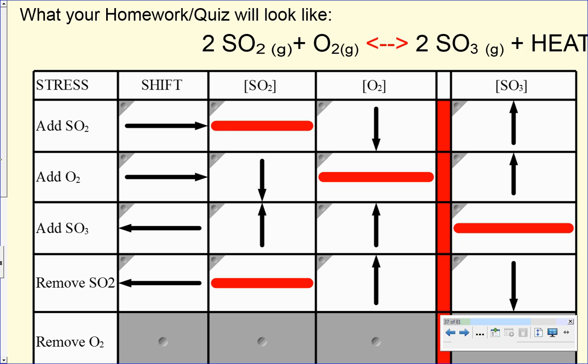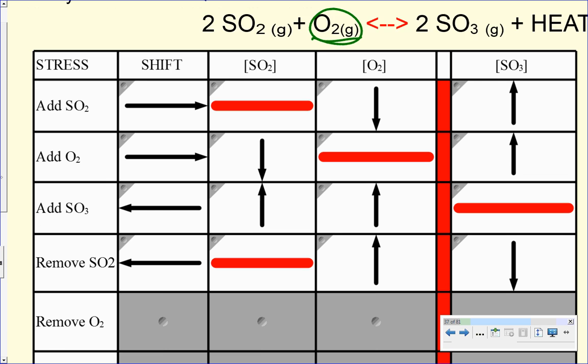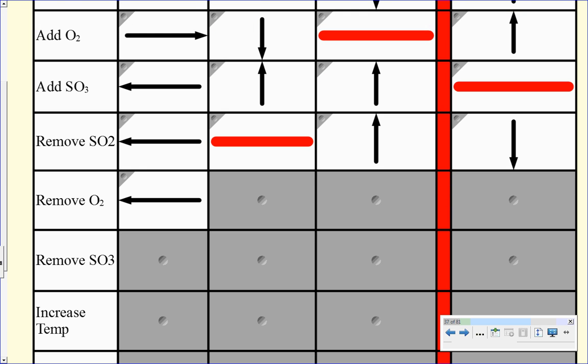If I remove O2, so if I'm removing the O2 right here, the O2 is not available to collide with the SO2 and make more SO3. So again, I'm going to be shifting toward the left. My amount of SO2 will be going up since I don't have anything to react it with. I will be using up my SO3.